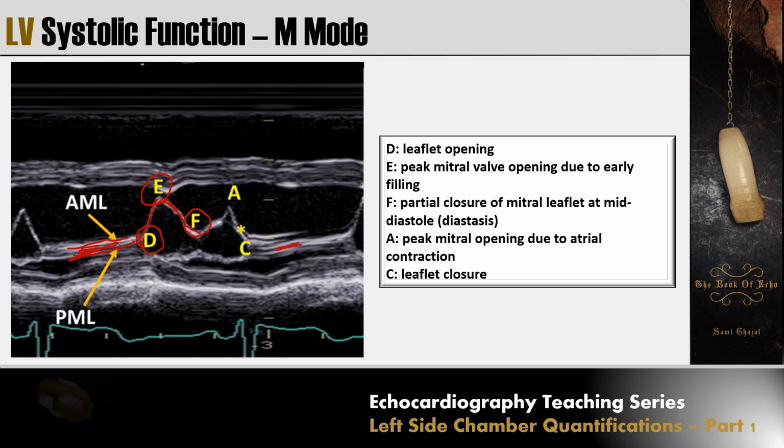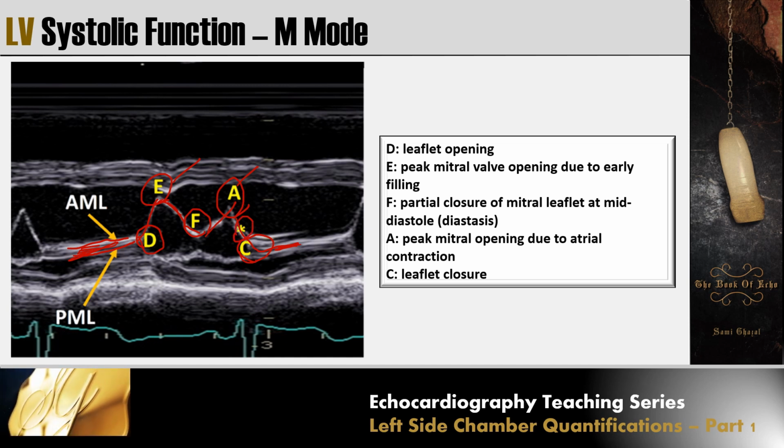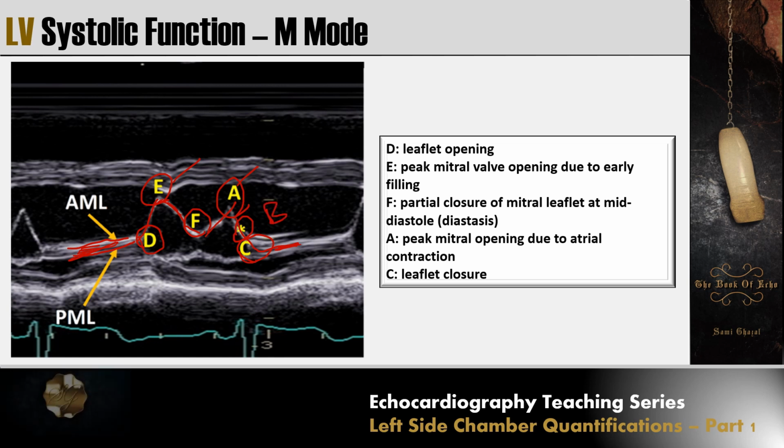And then when the left atrium contracts, you will have further opening of the mitral valve, giving us this A wave. A, atrial contraction. E, early filling. Then C is fully closed mitral leaflets. Sometimes you will have a wave here which is an abnormal wave. It is the B wave or B bump. This B bump is due to elevated LA pressure and bad diastolic dysfunction. We will see it in the diastolic function lecture.